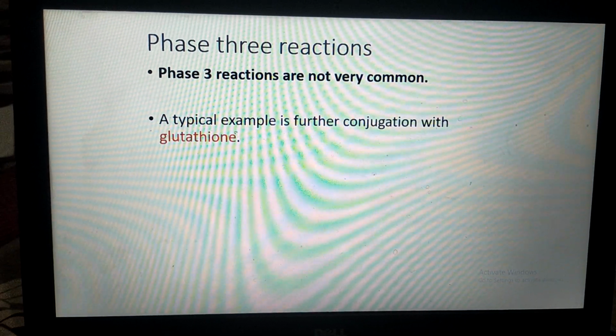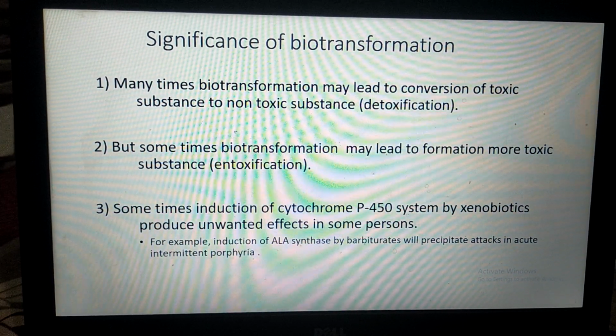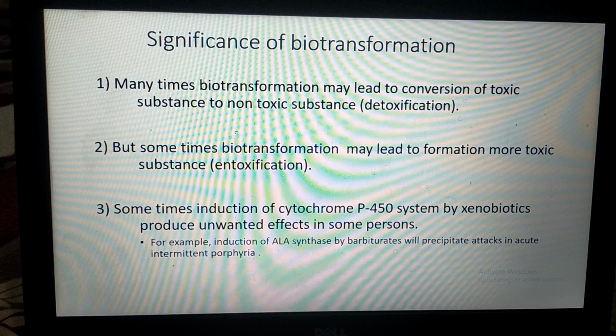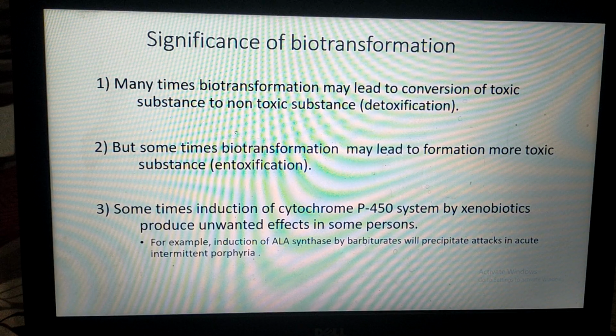After completing the biotransformation, you should know what the significance of biotransformation is. The first and most important significance is that biotransformation converts most of the toxic substances into non-toxic substances, that is detoxification. But at the same time, the second significance you should remember is that sometimes due to biotransformation, toxic substances are converted into more toxic substances. That you have to remember in your mind.